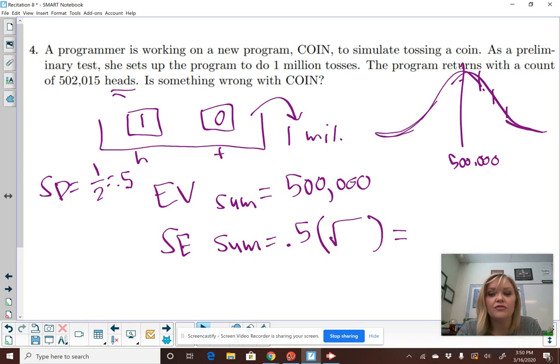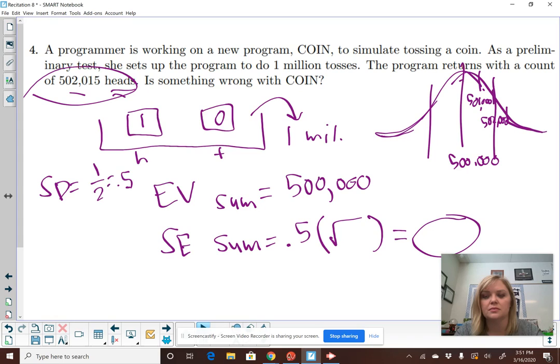So if your SE sum is 1,000, and I'm not going to tell you what it is, but say it is 1,000, then this would be 501,000, right? This is small, but 502,000. So then is it reasonable to expect this many heads? I just want you to use common sense here. Is something wrong with this program, or is it likely to happen to observe this many? Does that make sense?